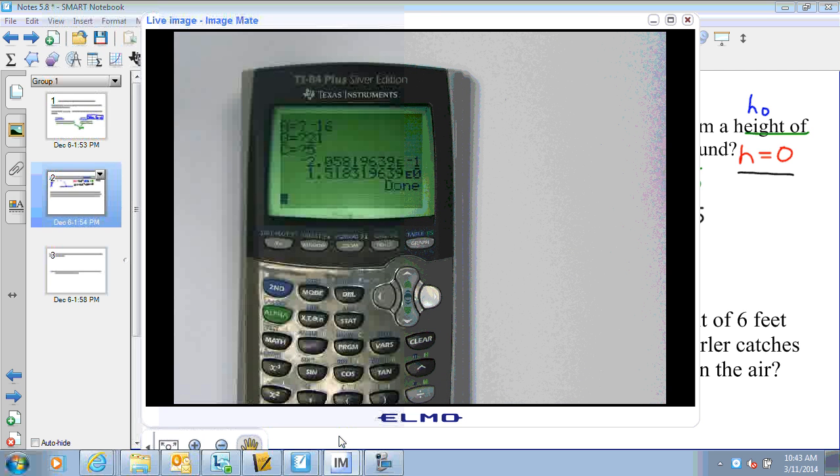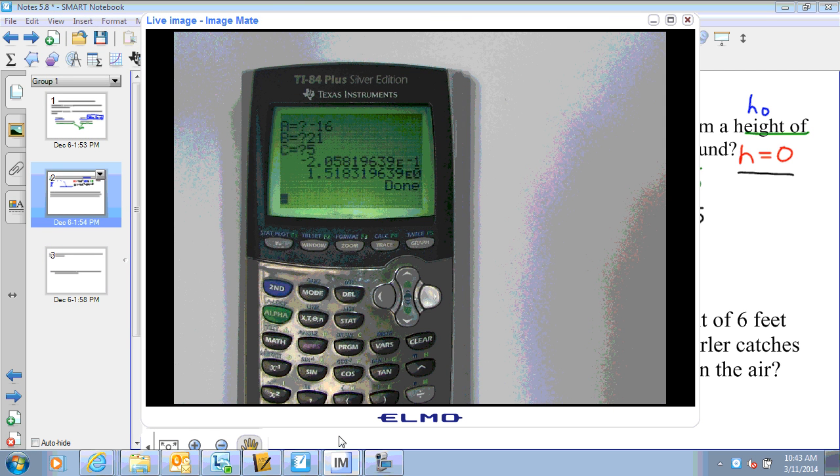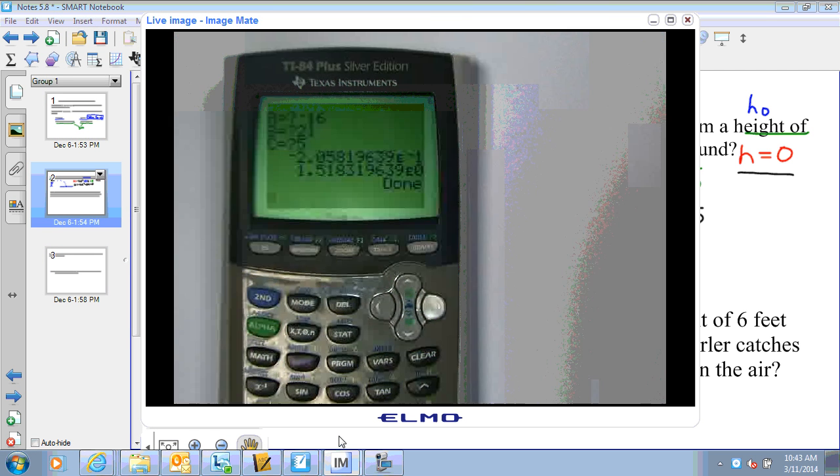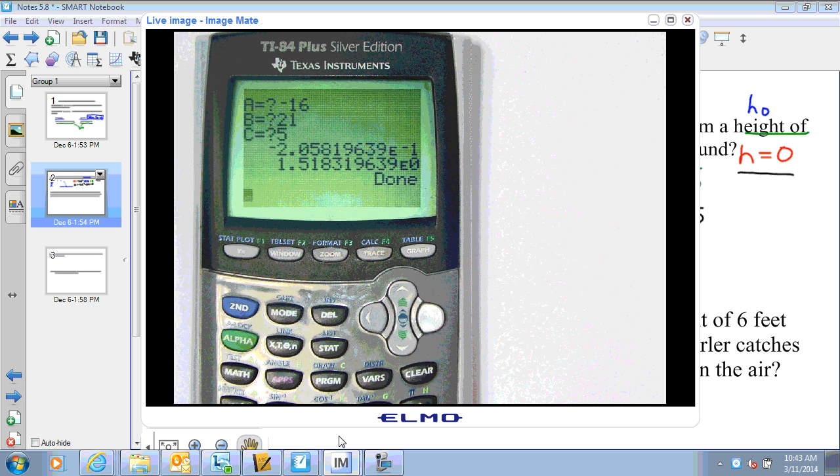One of these is no good, though, for this problem. Mine has e to the negative 1 and e to the 0 because I was in scientific notation mode for my freshmen. Which of those answers is no good for this problem? Why negative 2? Well, because we're talking about how much time, correct? Can I have negative time? No. So my correct answer here is going to be 1.5.